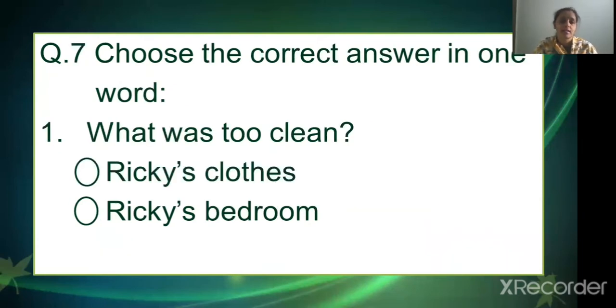Choose a correct answer in one word. Okay, this is answer in one word. The answers are given to you. You just have to click the correct answer. What was too clean? Ricky's clothes or Ricky's bedroom? Yes, Ricky's bedroom was too clean.